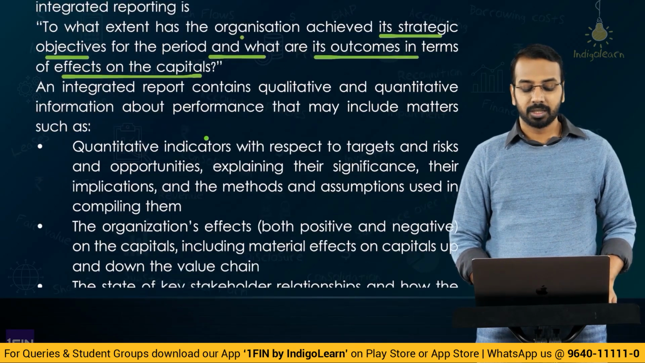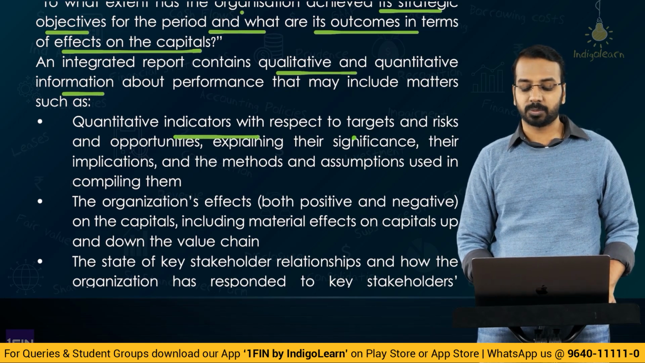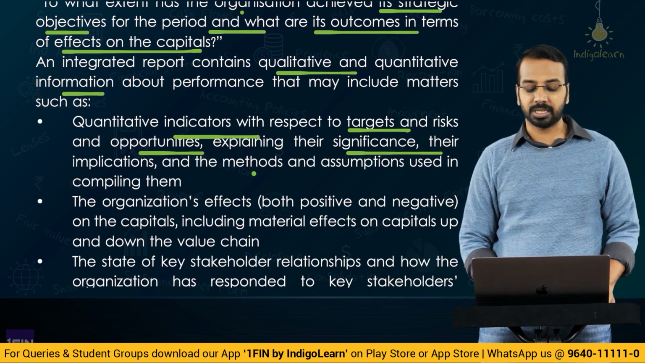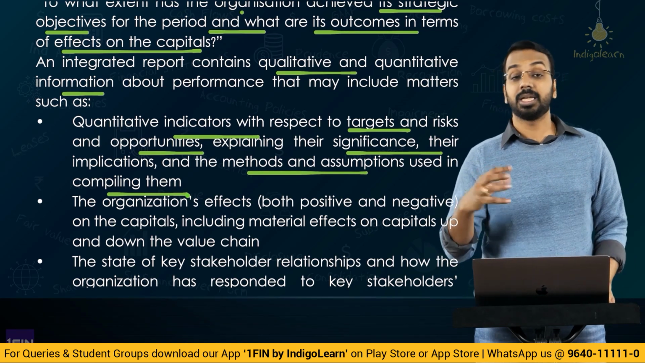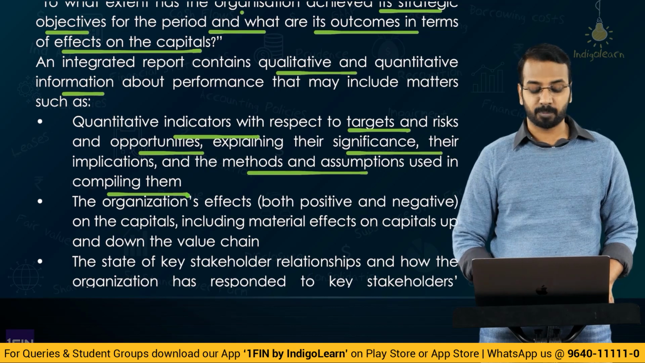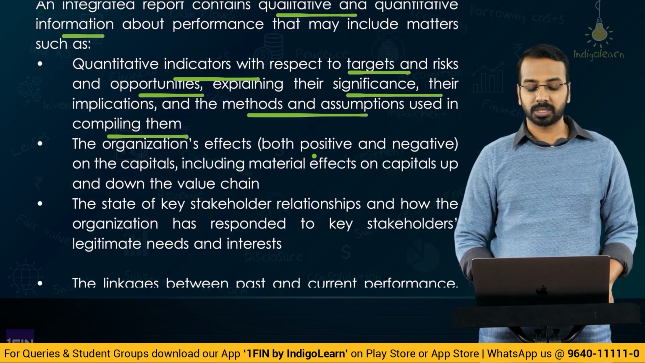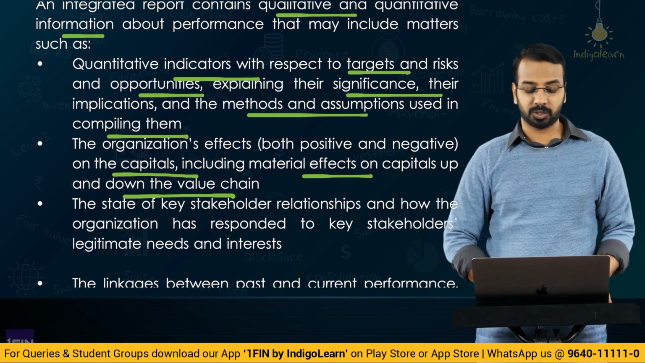So here it contains both qualitative and quantitative information that may include matters such as quantitative indicators with respect to targets, risk and opportunities, explaining their significance, implications and the methods and assumptions used in compiling them. So, what are the quantitative indicators in terms of the targets, the risk, the opportunities and what is their significance. Then, organizations affect both positively and negatively the capital, including material effects on capital up and down the value chain. So, what is the organization's effect on the various capitals, right? That has to be disclosed.